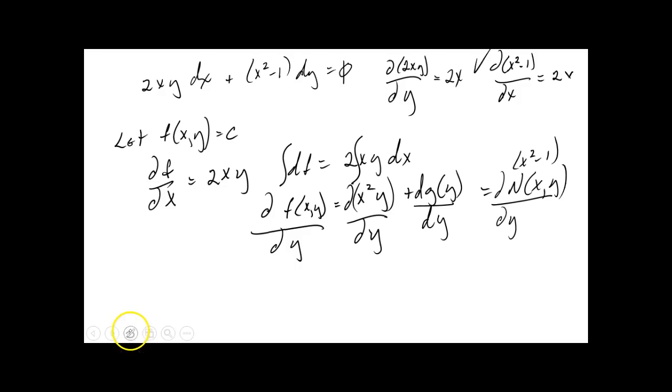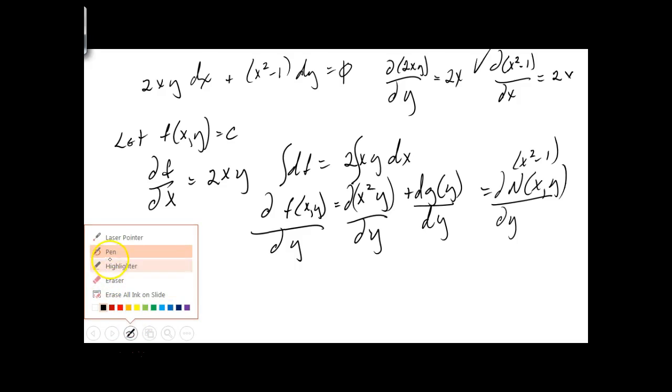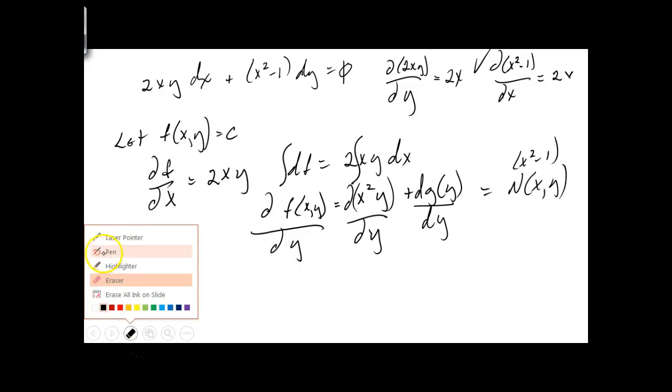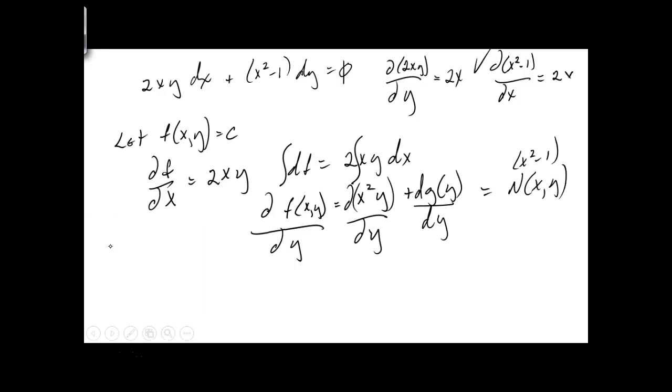No, I'm sorry. You're not taking the partial of this. That is your N. The partial of that thing is your N of x. And that is what the N of x is. Okay. Whew. Knew that wasn't coming out right.